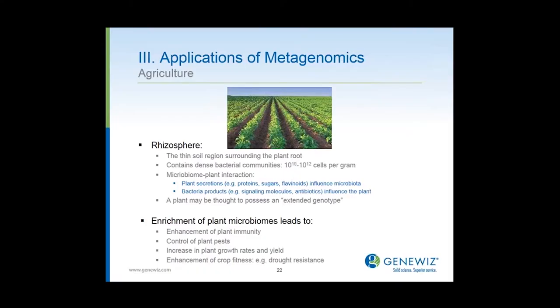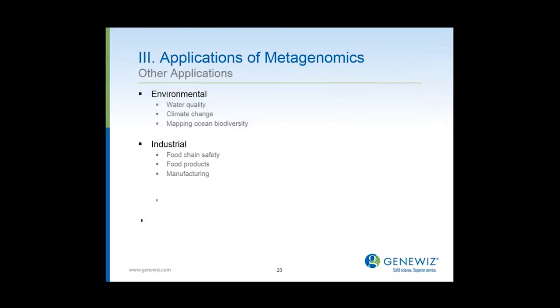Enriching the plant microbiome with the right bacteria can lead to enhancement of plant immunity, control of plant pests, increased plant growth, and also enhanced crop fitness, for example, for drug resistance. Other applications of metagenomics are for the environment, for example, to study water quality or climate change, and industrial applications include food chain safety and manufacturing.